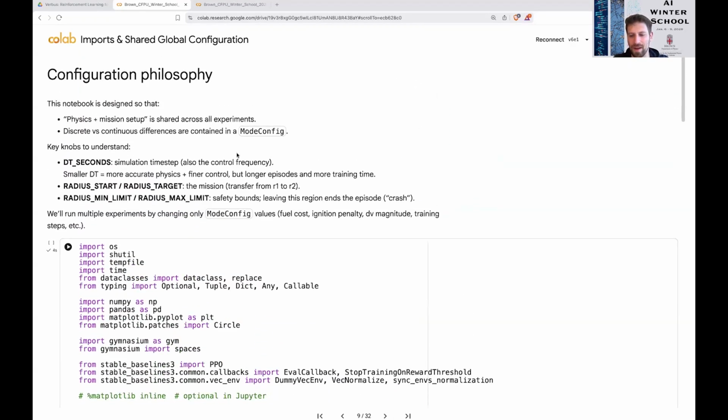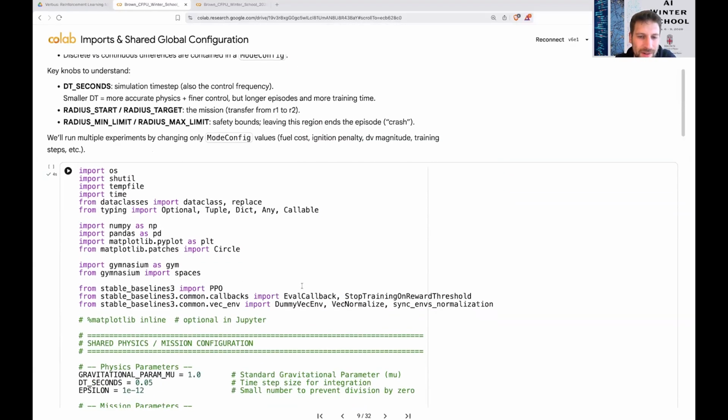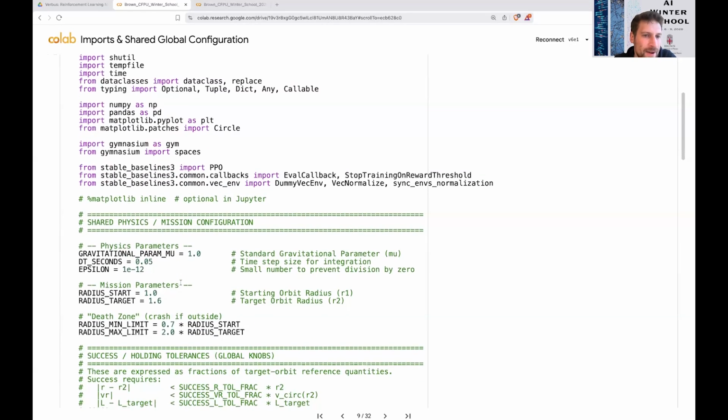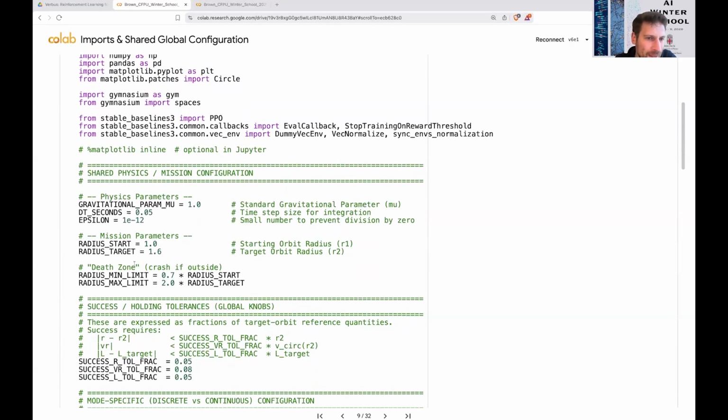The next is around our configuration. So our simulation notebook has a bunch of imports, so nothing surprising there. But there's a lot of global parameters we define, and we can talk a little bit about them. Some are just physics parameters. So our time step. I have an epsilon to prevent division by 0 in some cases, and then the mu here is the unit parameter for the gravitational parameter. We just choose mu equals 1. And then, as I mentioned, we go from a radius of 1 to 1.6 for R1 to R2.